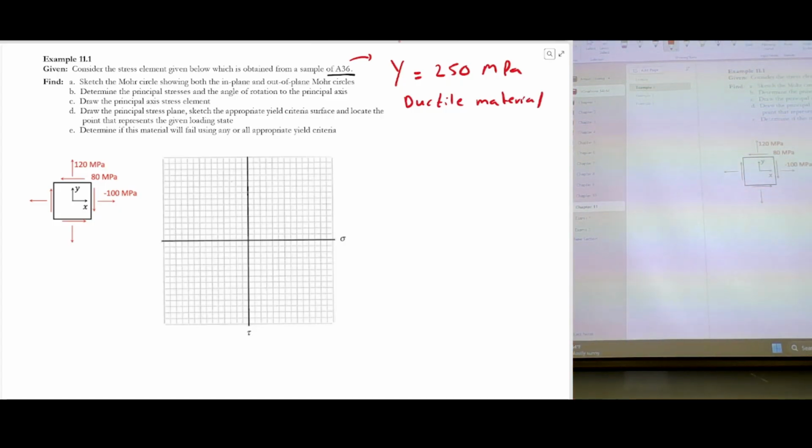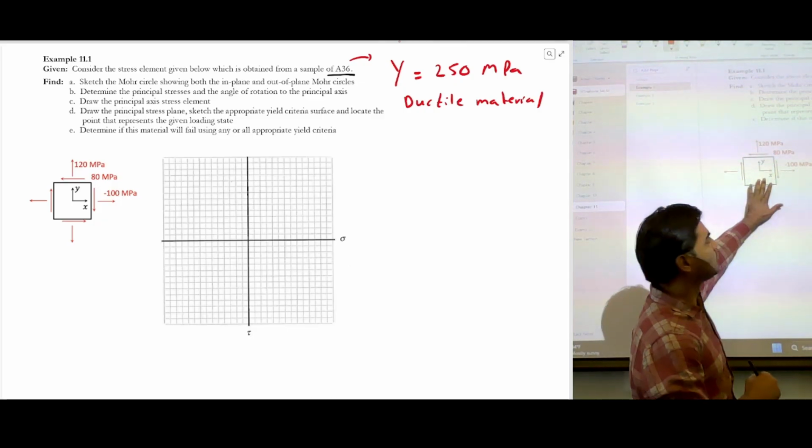So this information we got from a coupon test. So we make a sample out of this material, we put it in a testing machine, we extract the stress-strain curve by applying uniaxial load, and this is the information which we get from the material testing. So we know this material under uniaxial loading condition is going to have yielding at 250 megapascal. So under uniaxial loading condition, when the stress reaches 250 megapascal, we'll observe yielding. And we also know it's a ductile material because we observe this kind of stress-strain curve for this material.